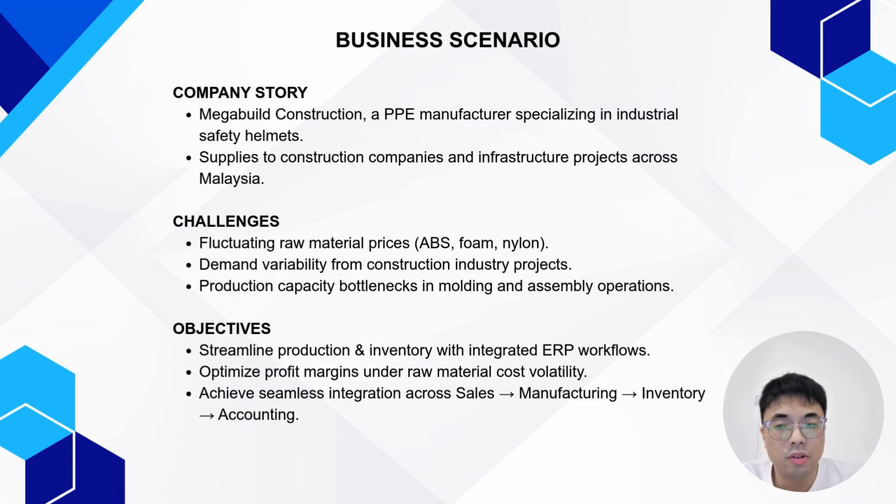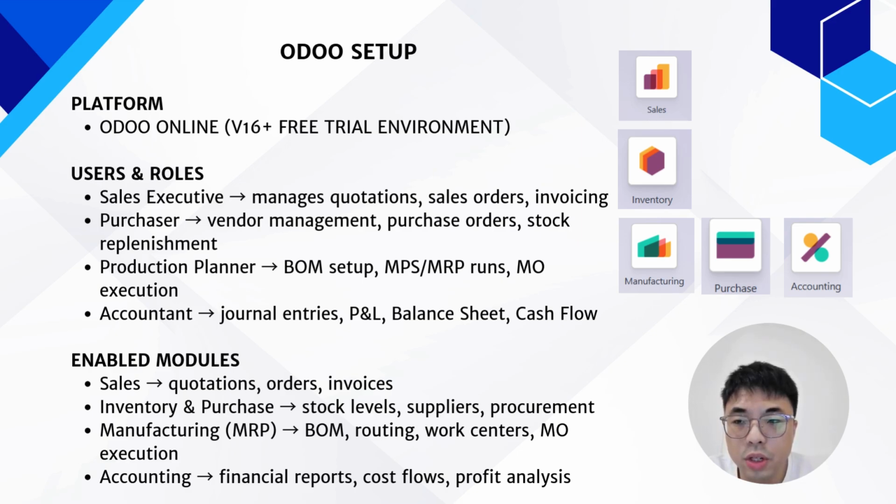Our objectives are threefold: streamline production and inventory, optimize profit under cost volatility, and ensure full ERP integration from sales through manufacturing to accounting. For this project, we use Odoo Online version 16 free trial.